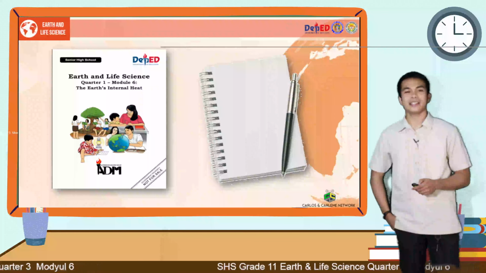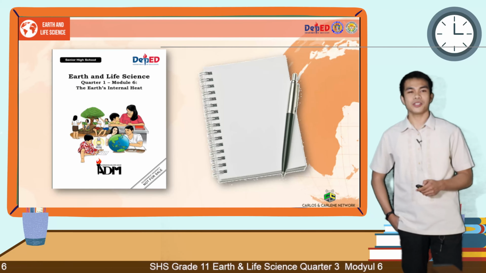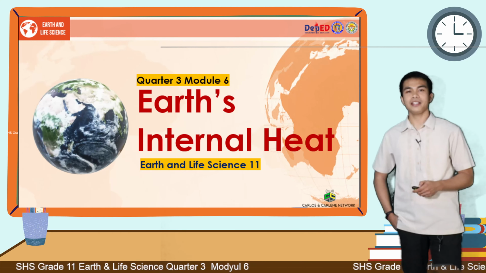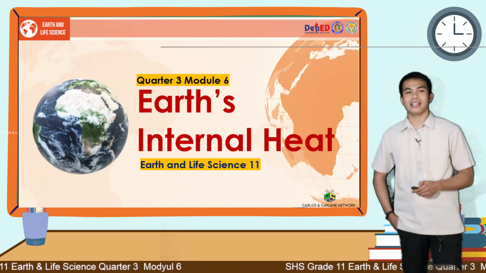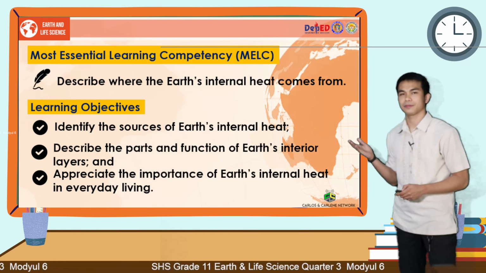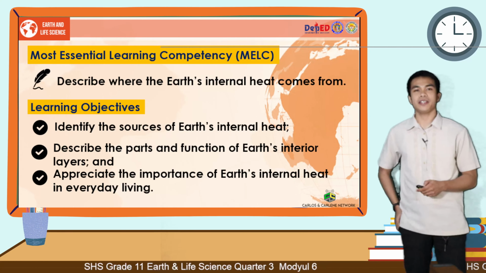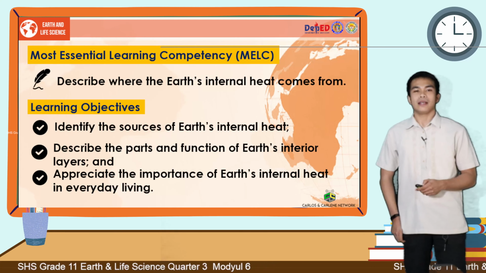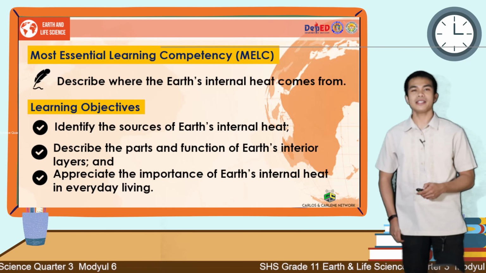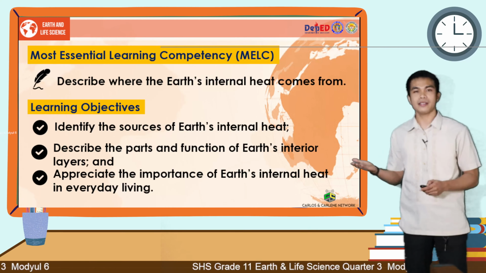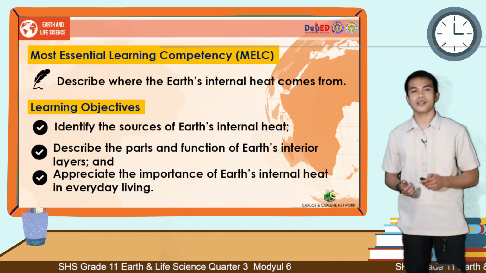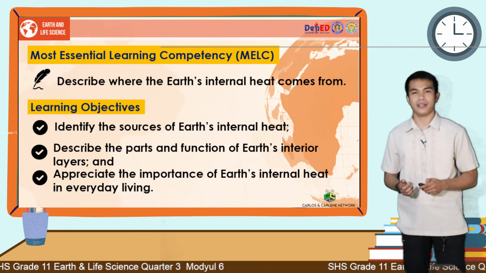Let's get this started. Our lesson, as you can read from the title of your module, is all about Earth's internal heat. Specifically, let us all be guided by this most essential learning competency: Describe where the Earth's internal heat comes from. We are tasked to learn the following objectives. Identify the sources of Earth's internal heat, describe the parts and function of Earth's interior layers, and appreciate the importance of Earth's internal heat in everyday living.